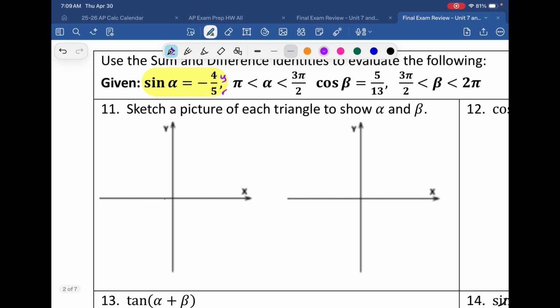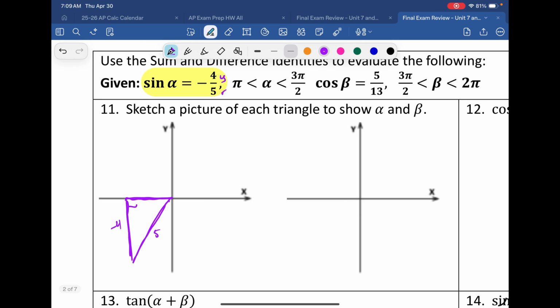All right, so when we draw a triangle, we go out first, horizontal, then vertical, and then we connect. So we know that the y is negative 4, and we know the radius is 5. With this information, we can use Pythagorean theorem or know our Pythagorean triples. And we know this is negative 3.